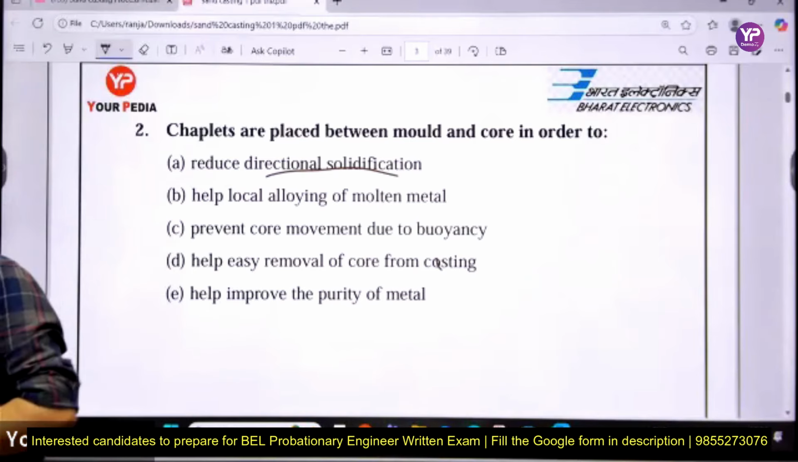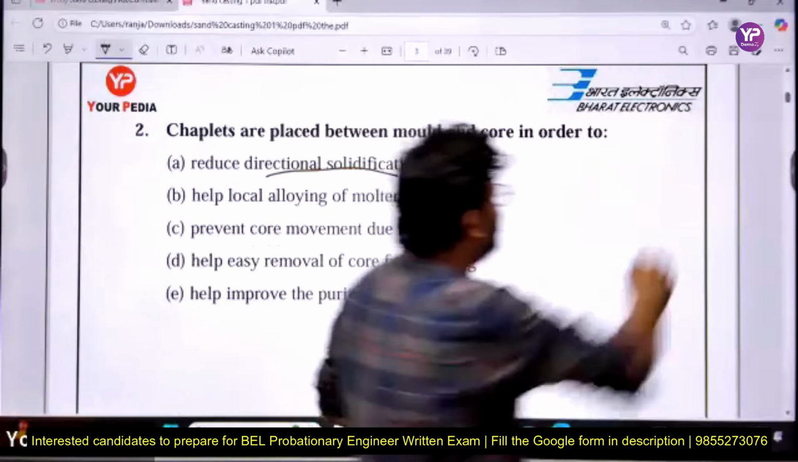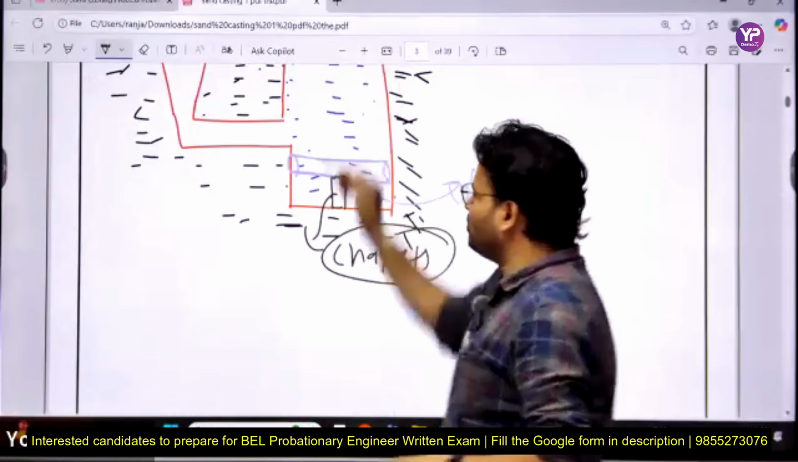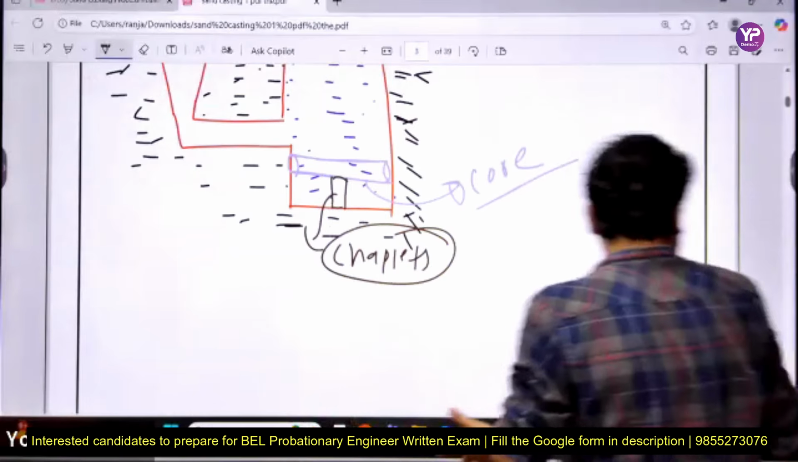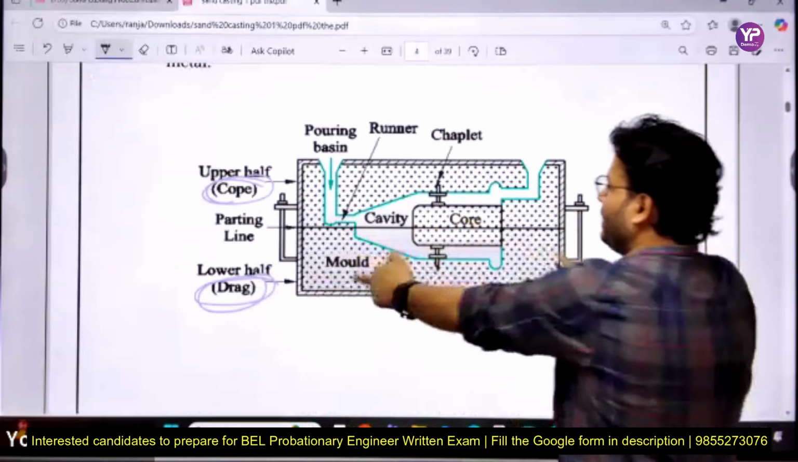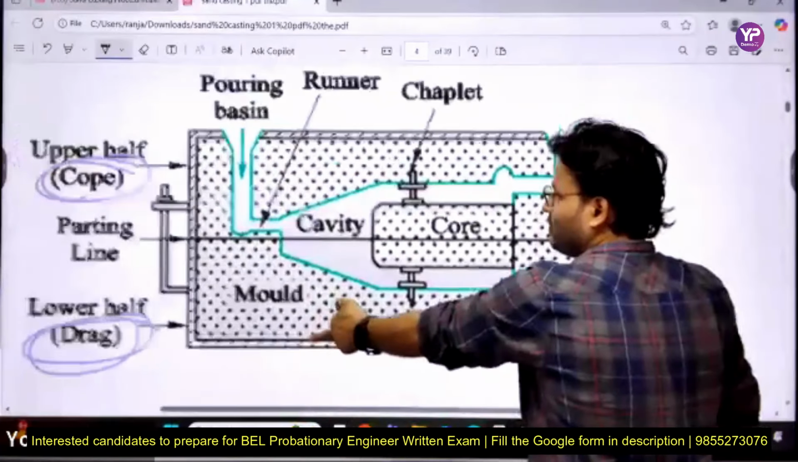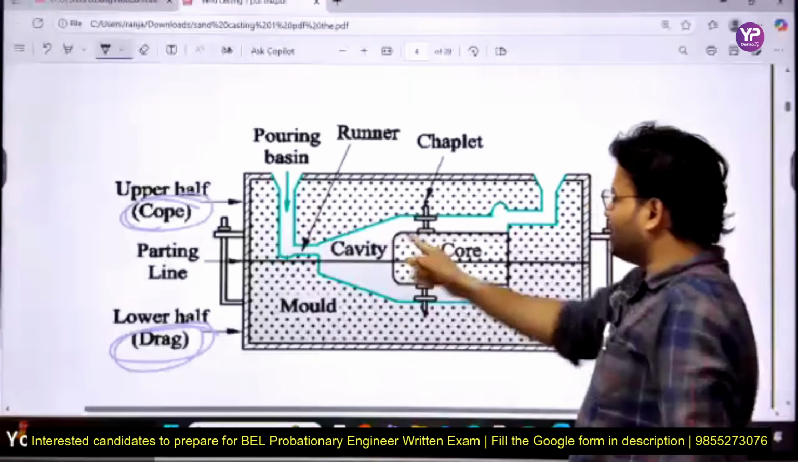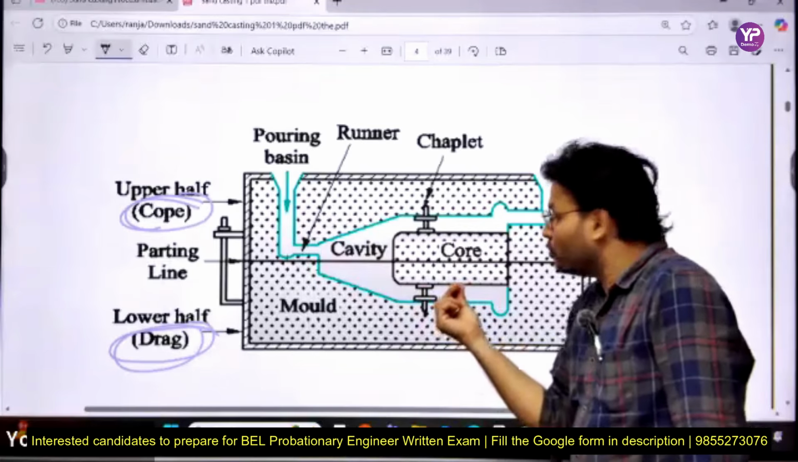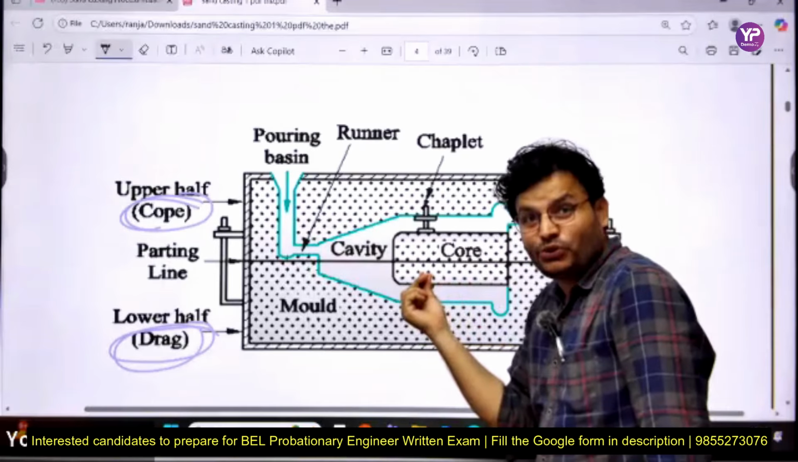C, everyone. That's good, my dear friends. Here the buoyancy effect can also be there because of the molten metal inside. Here you can see this is the actual diagram that I have brought for you. See there, this is the chaplet. Since the molten metal is filled in there, it might exert a buoyancy force.